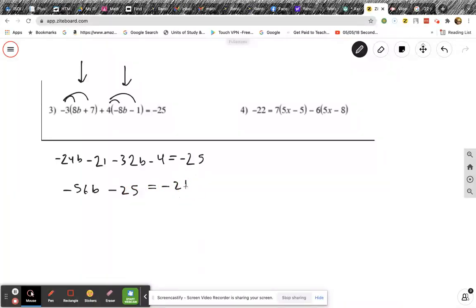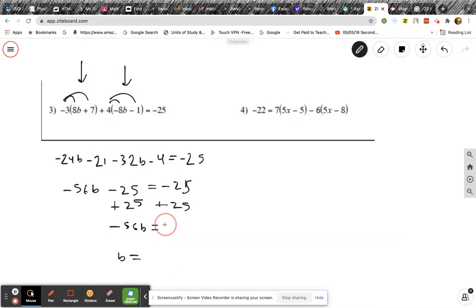Again, what is the goal? The goal is to find b, put b by itself. So I need to move the things without b. So notice on the left side I have a negative 25. I want to add that to both sides. And that gives me negative 56b is equal to 0.